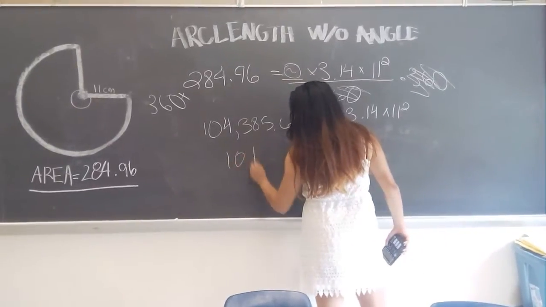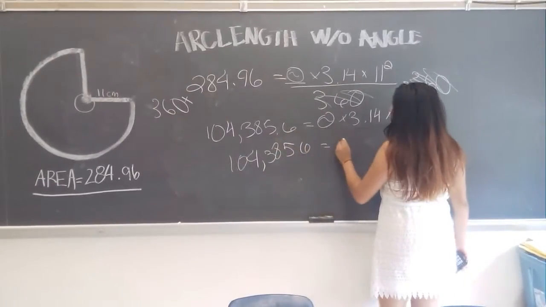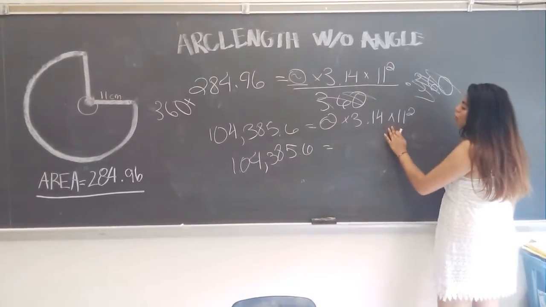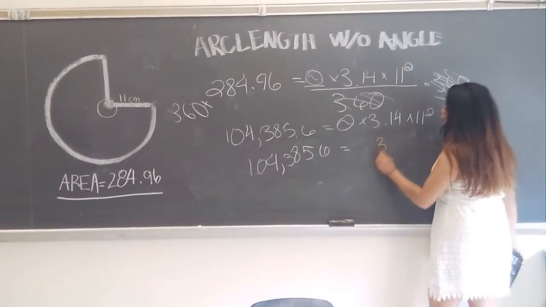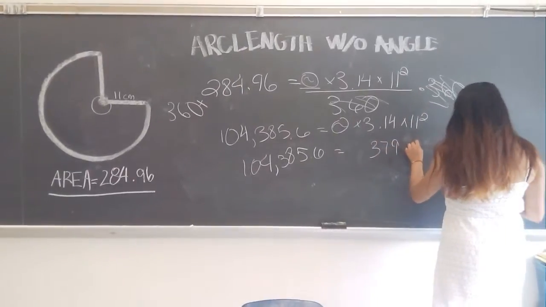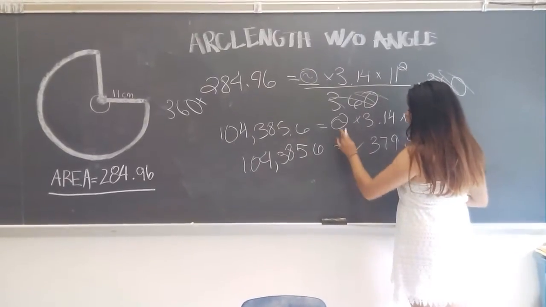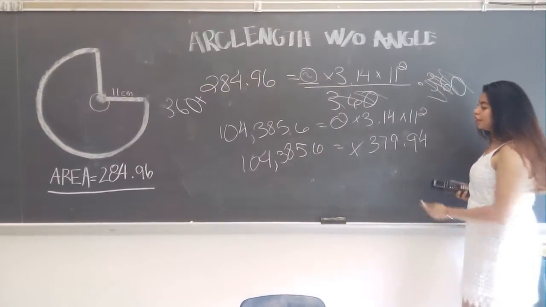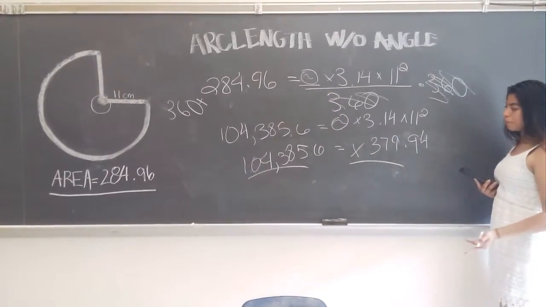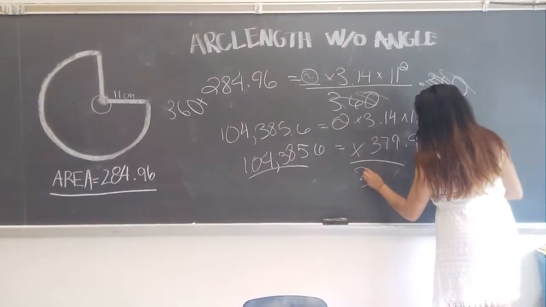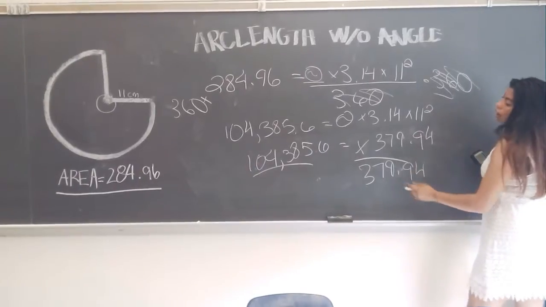Anyway, so now you just want to simplify it even further. So 3.14 times 11 squared will get you to 379.94, and we're going to give an x instead of the angle, because all we're trying to do is just find that angle. And to do that, you want to divide so you can get rid of this side.